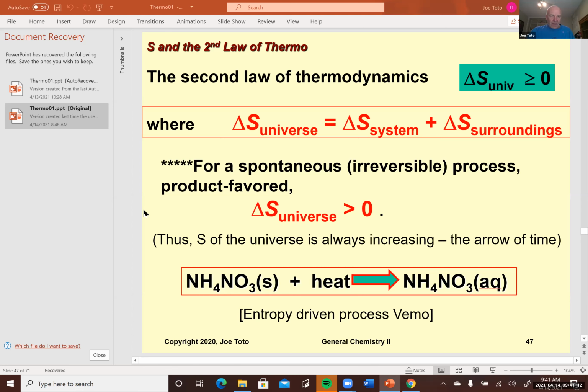Alrighty then. This is where we introduce the second law of thermodynamics on this plate.